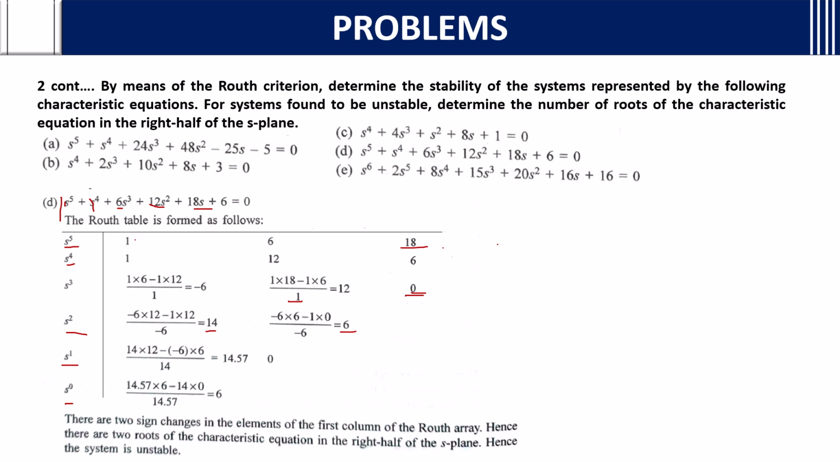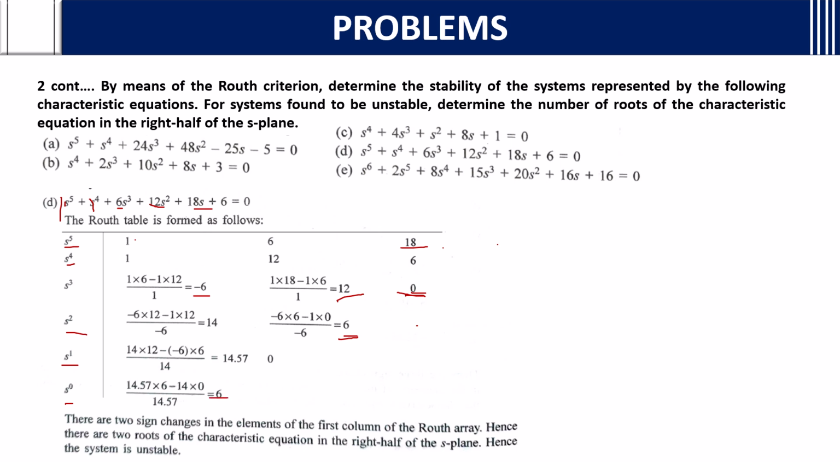Now we will go to the 4th row. Okay, 4th row. 14 into 12 minus 6 into minus 6 minus minus 6 into 6 by 14. What you will get? 14.57. If you want to multiply 14 into 0 also, there are no values here, so 0, you will get 0 only. Then 14.57 into 6 minus 14 into 0 by 14.57, you will get 6.